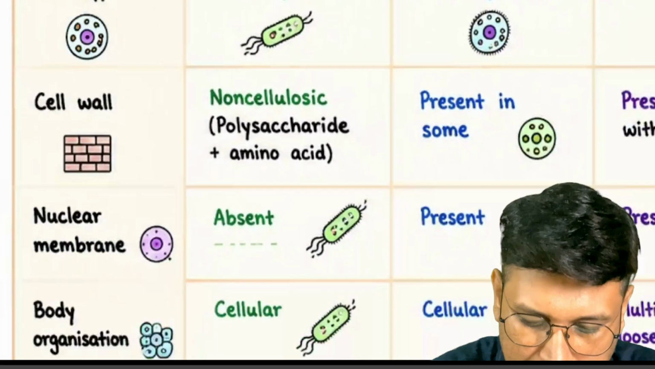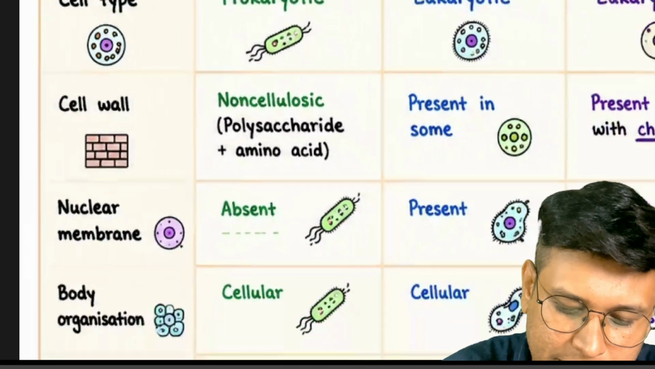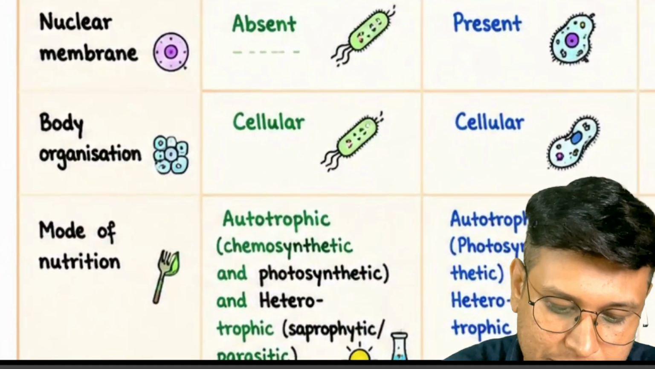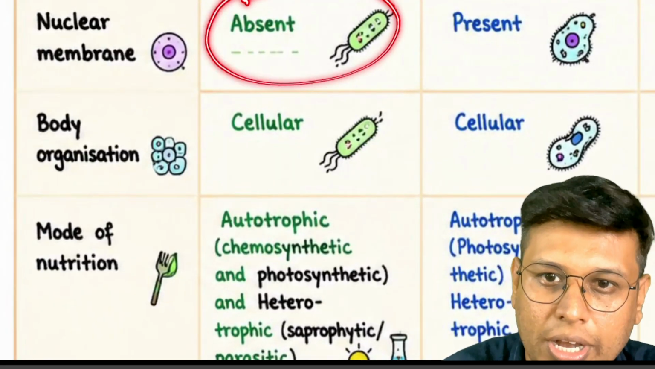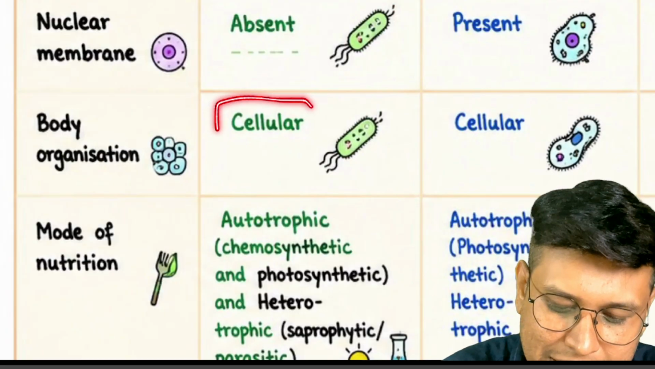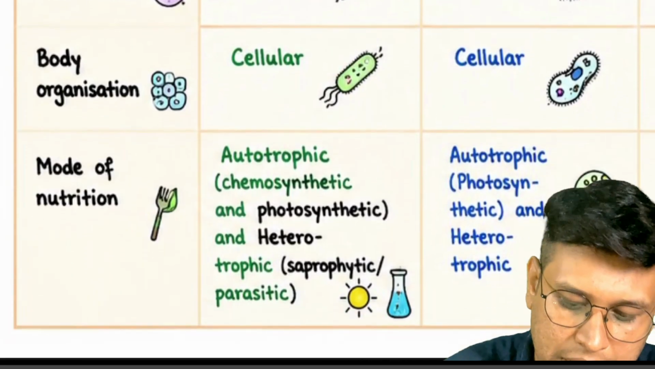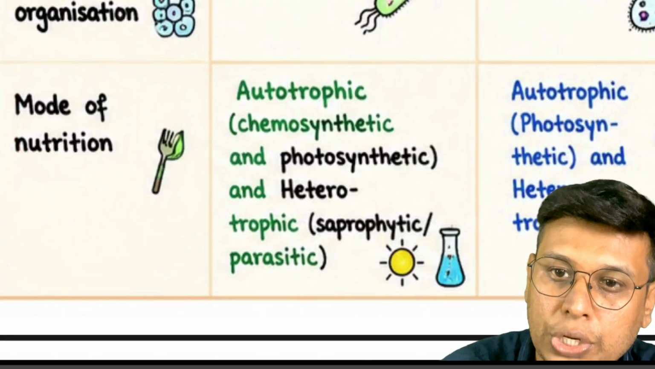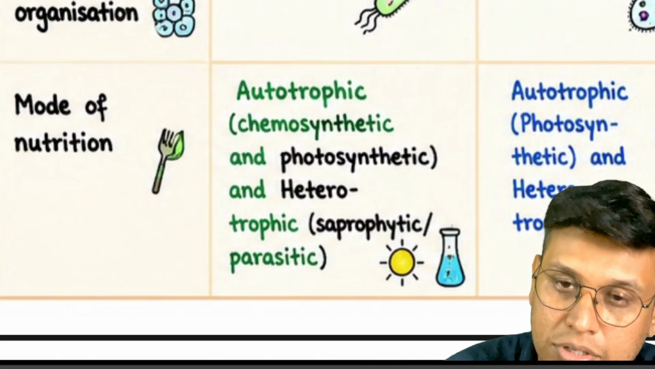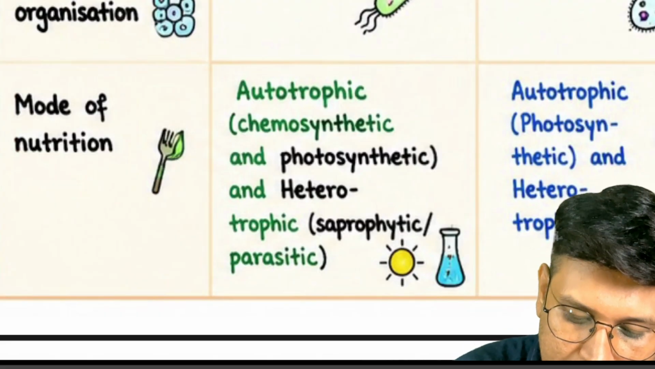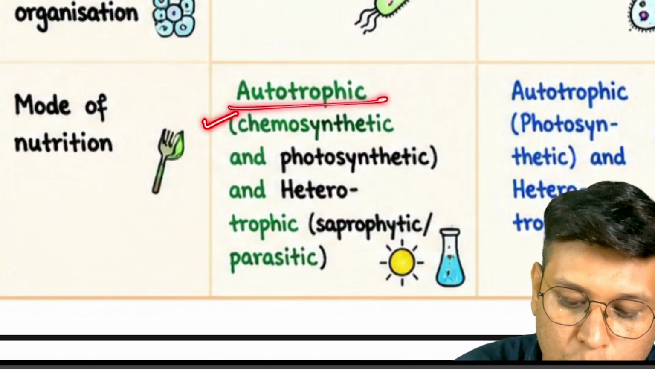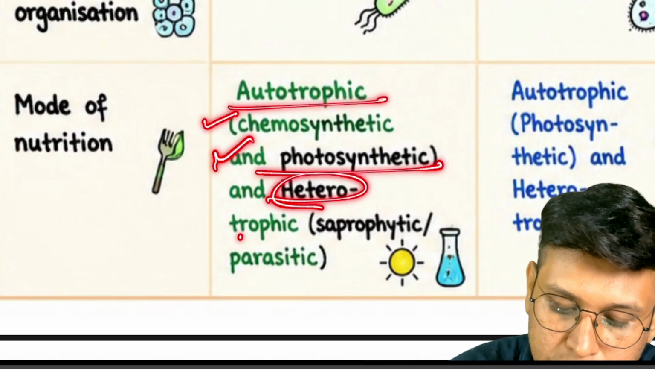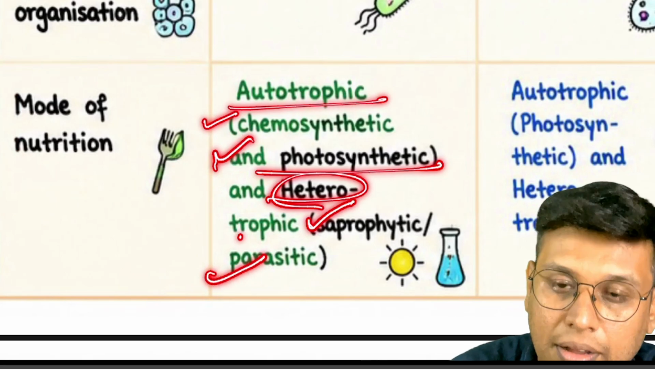Next, nuclear membrane. It is absent. Again, Monera body organization: one cell, cellular. Mode of nutrition: most nutritionally diverse group. It has so many types, such as in autotrophic it has two, chemoautotrophs and photoautotrophs. In heterotrophy it is also having two, saprophytic and parasitic.